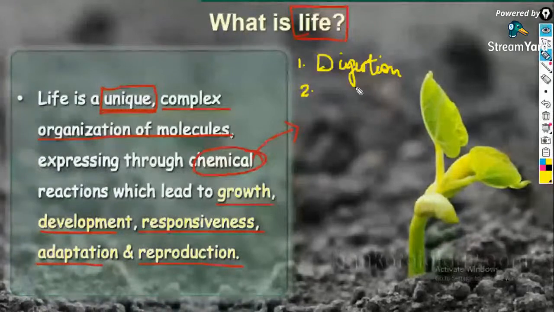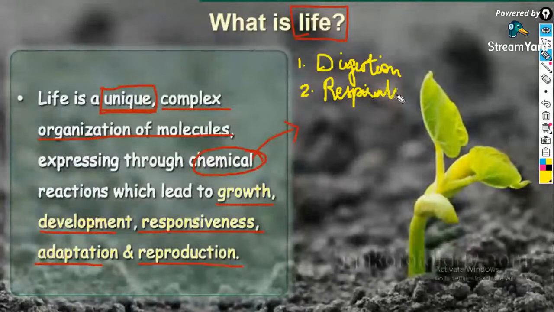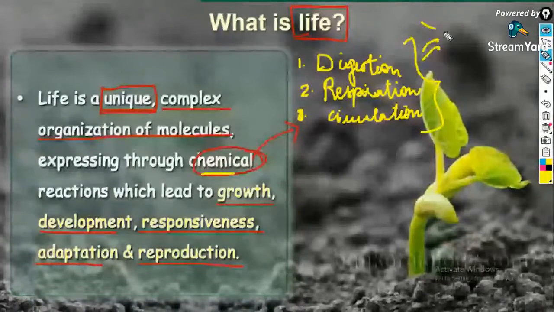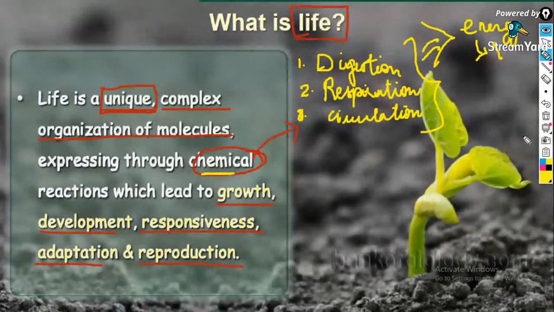Okay. Digestion, then another metabolic process is respiration. Good. Respiration, then you have circulation, excretion. All these are different chemical processes taking place in the body. All these processes lead to either the production of energy or the loss of energy, either the utilization of energy or the release of energy. Both can happen in these processes.